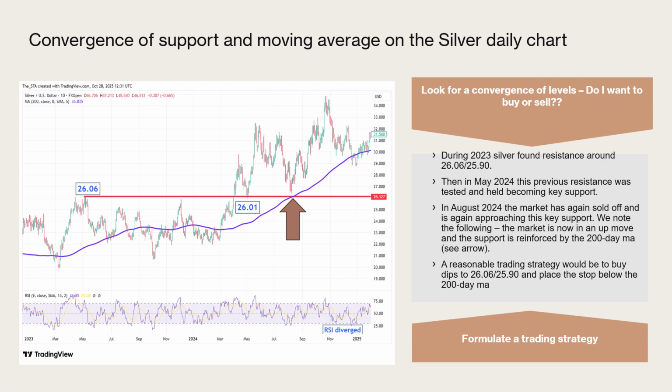In August of 2024, the market again sold off to this level, and we noted the following. The market is now in an up move, and the support level was reinforced by the 200-day moving average. See that brown arrow. So a reasonable trading strategy would have been buy dips to 26.06, down to 25.90 and place a stop below the 200-day moving average.